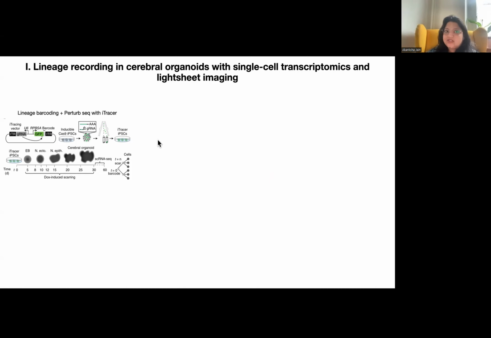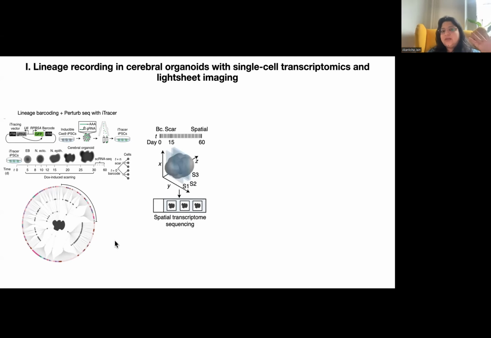As a first application of this light sheet setup that we had developed, we combined it with some lineage tracing done with single cell RNA sequencing. So here we had developed an inducible barcoding system where you introduce the barcodes in iPSCs and you also scar it at a certain point, and eventually you sequence it. And based on the sequence, we can find out what kind of lineages are getting created in the organoid.